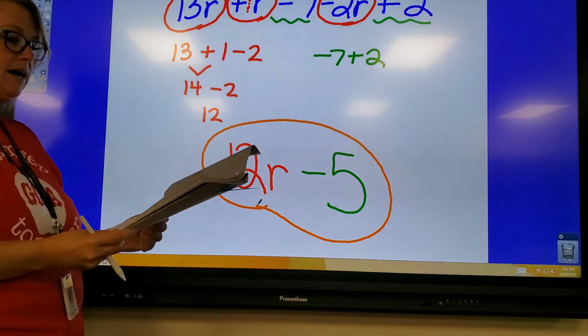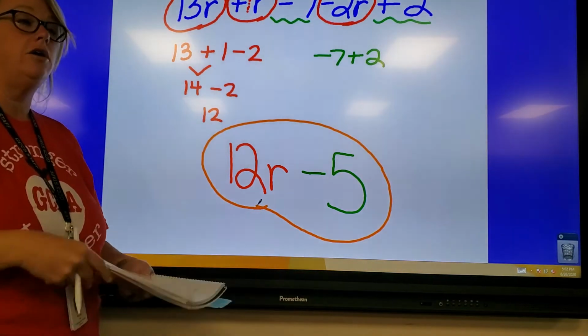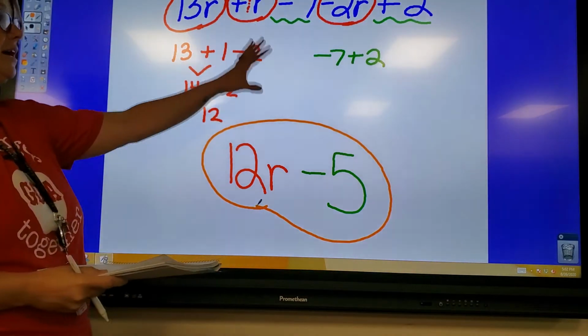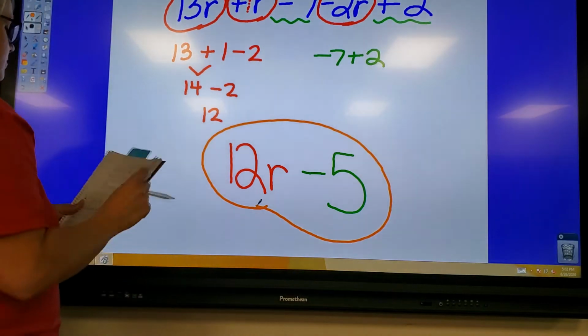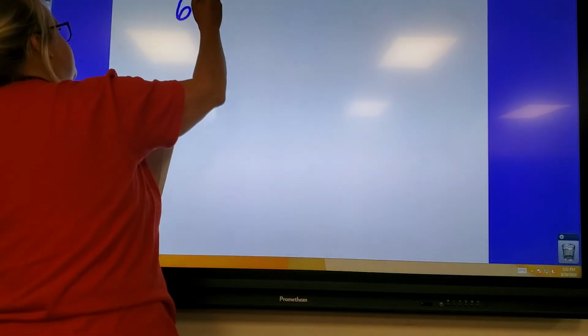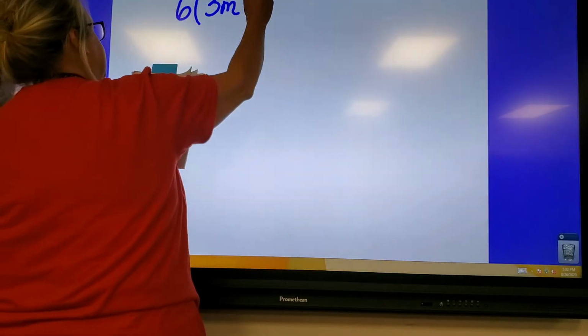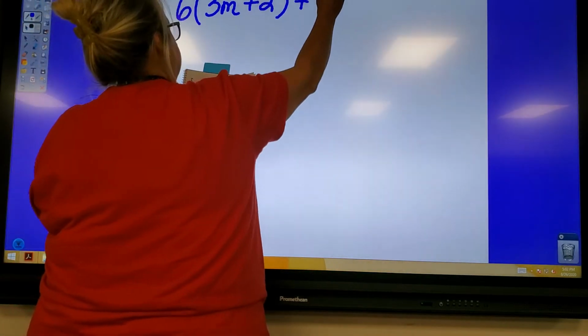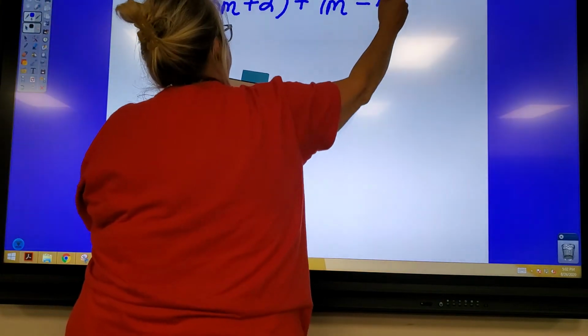Let's see. Sometimes to simplify, you're going to have to first distribute, and then you're going to have to go through this process of combining like terms. So let's practice some of those. Let's say we have 6 parentheses 3m plus 2 plus 7m minus 4.